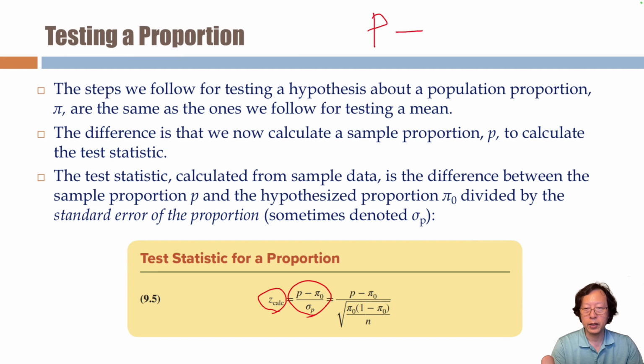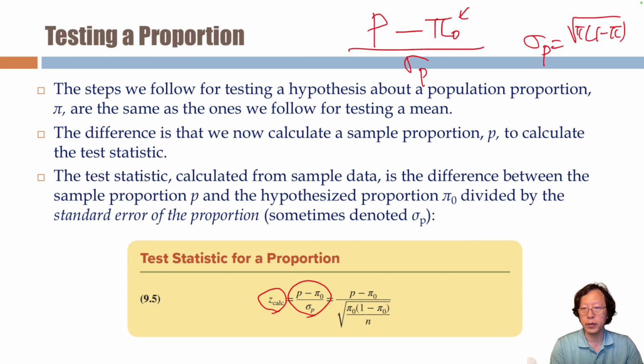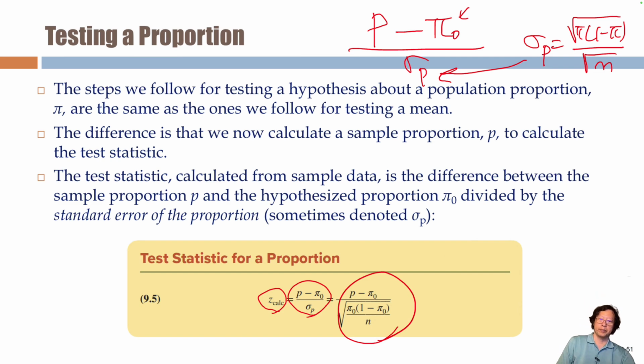It is p minus pi 0. This is usually the given number, just like mu 0. And the standard deviation of the proportion is the square root of pi times 1 minus pi over n. So you just plug in these numbers, then you will get this formula.